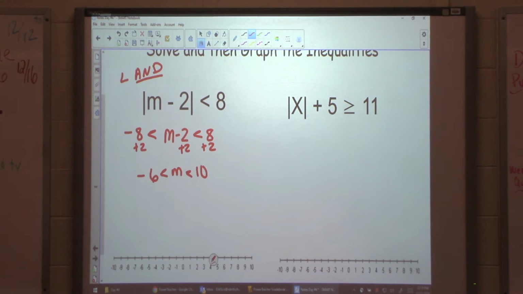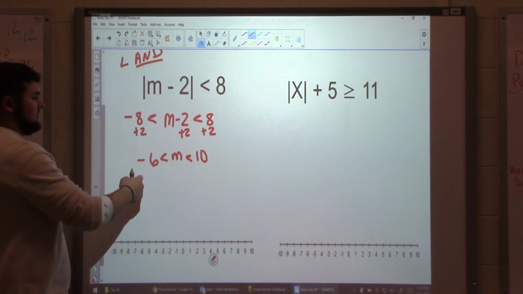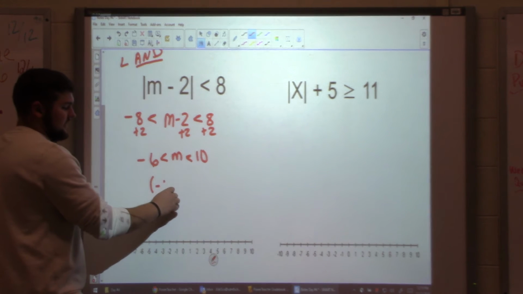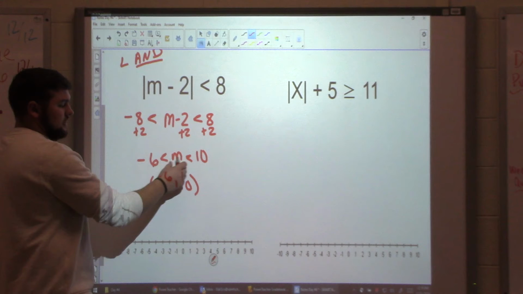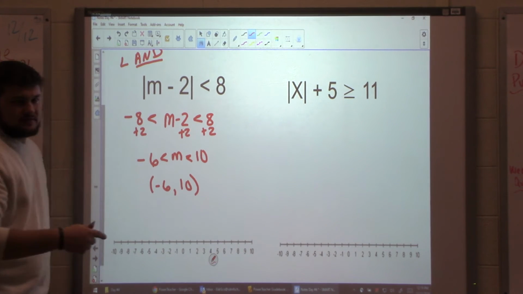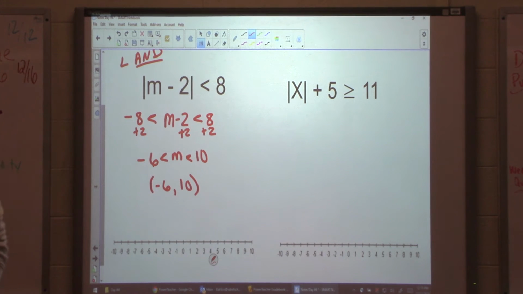Like I said before, let's practice our interval notation. If I were to write this in interval notation, my smallest value is going to be negative 6. My biggest value is going to be 10. They're not or equal to, so they're both parentheses. If it helps you, graph it first, then do the interval notation, okay?